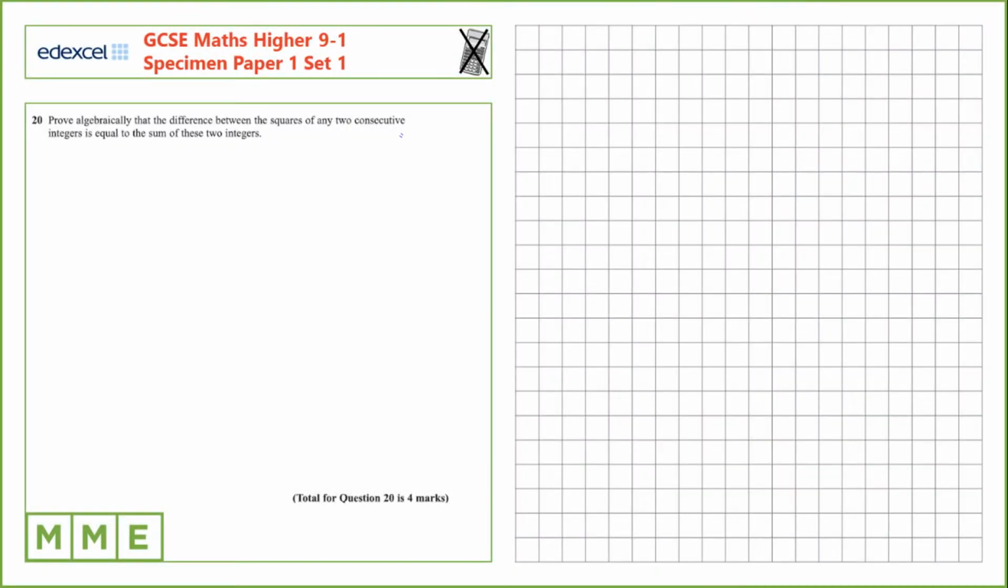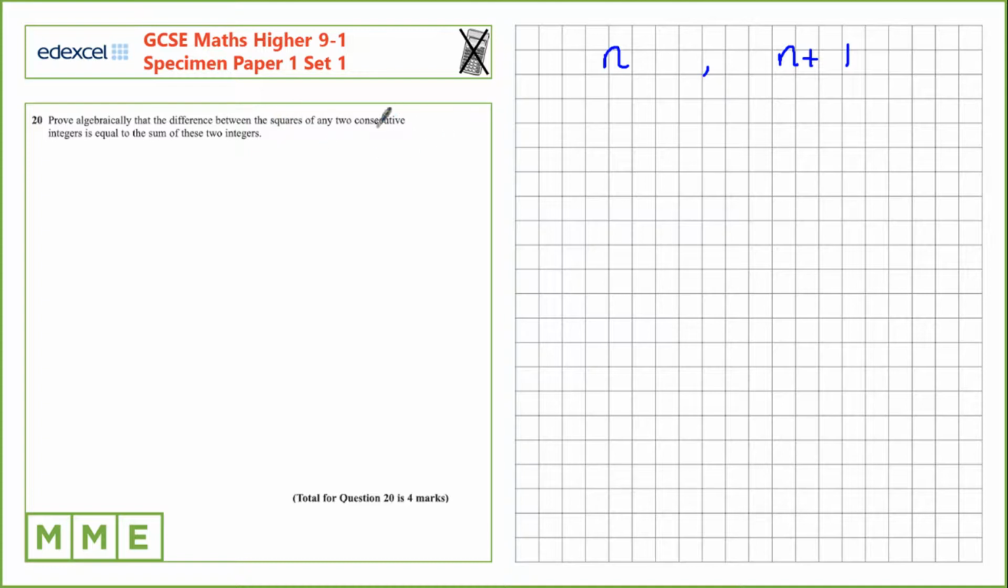Question 20. Prove algebraically that the difference between the squares of any two consecutive integers is equal to the sum of those two integers. First, if we have an integer n, then the next integer is n plus 1. They're consecutive. Let's construct this.